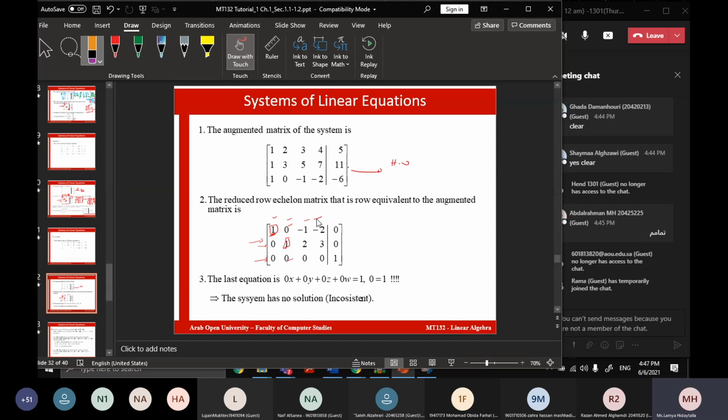Okay? Clear for all? Okay? So immediately, yes, we reduce it to the echelon form, and I found this case. So because of this row, I will have no solution, and the system is inconsistent.